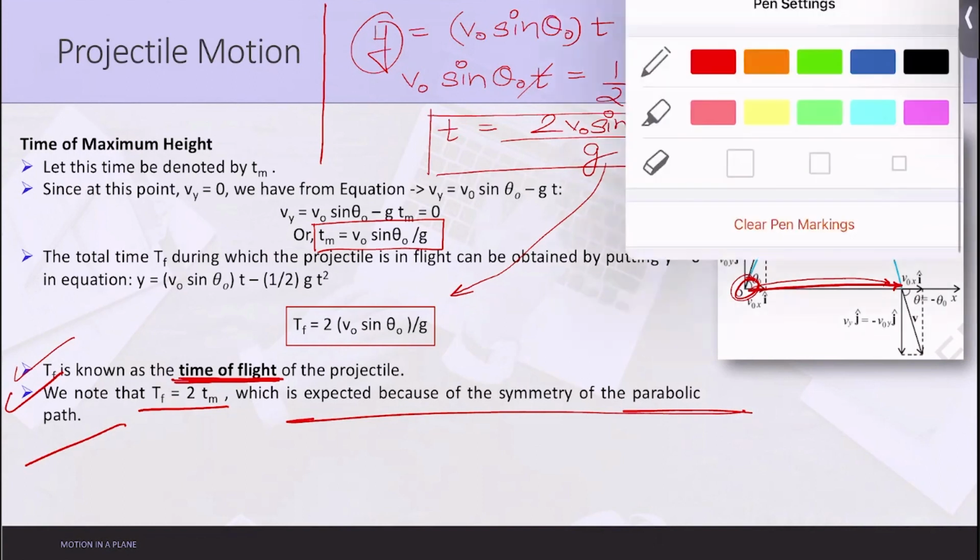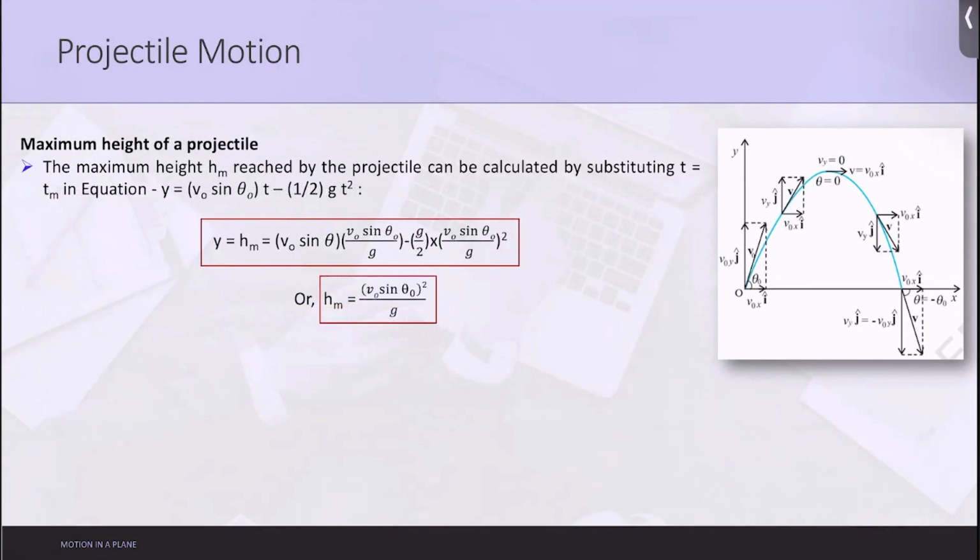So that being said, let's understand the final concept for this lecture, that is the maximum height of the projectile. So what is the maximum height of a projectile? The maximum height Hm. So basically we are talking about this height. The maximum height Hm reached by the projectile can be calculated by substituting t is equal to tm in the equation.